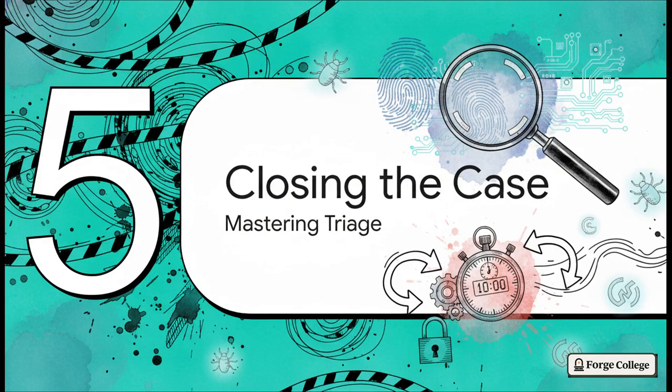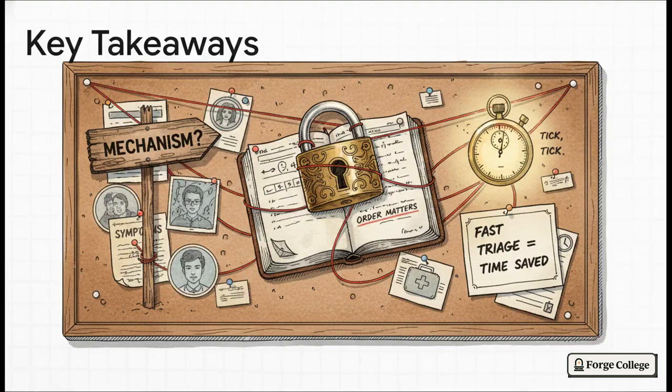Okay, section 5, closing the case. Let's master the triage. Let's do a quick summary of our main takeaways today. First, always match the symptom directly to the underlying mechanism. Those EVM error codes, they're your diagnostic signposts. Second, external call order matters immensely. You have to always update your state before you interact with untrusted addresses. And third, fast triage saves massive amounts of debugging time. Just stick to the workflow.